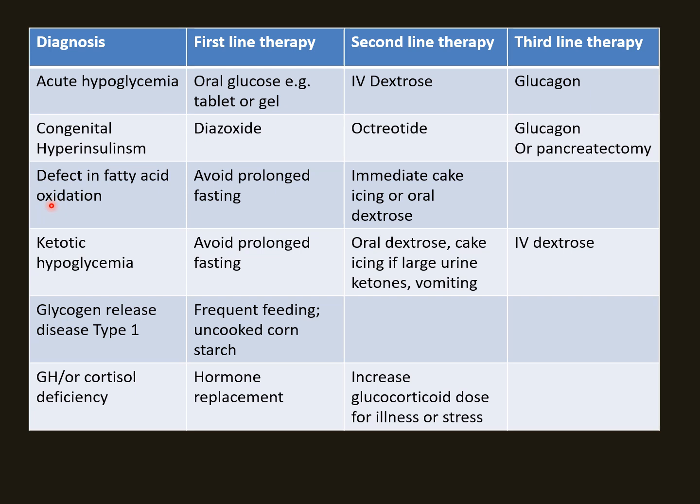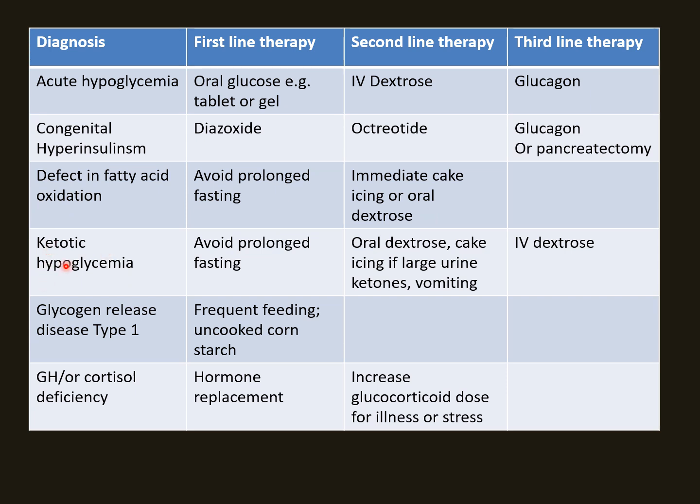With a defect in fatty acid oxidation, these children cannot consume fatty acids as an alternative fuel. So to prevent hypoglycemia, they have to avoid prolonged fasting. If they present with low blood sugar, immediate cake icing or oral dextrose is the best option. Sometimes they even present with seizure and coma, and in this case they will need IV dextrose.